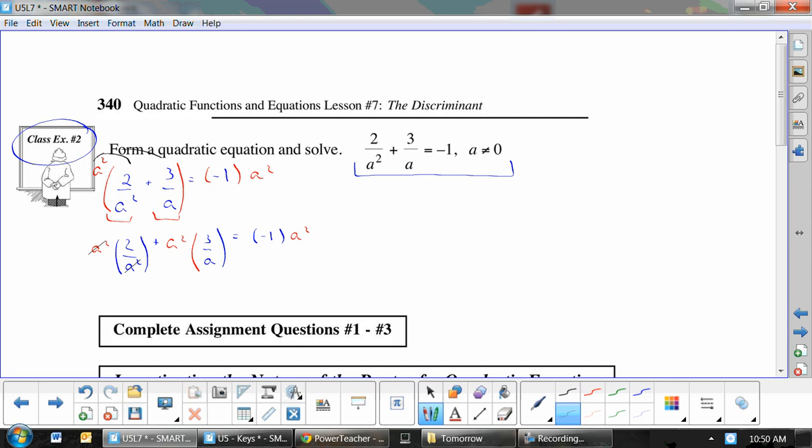If we multiply a squared by 3 over a, a squared is the same as a times a, so we cancel out one of the a's from each. And then -1 times a squared is just -a squared, right? So we can rewrite this as 2 plus 3a is equal to -a squared. Does that make sense to everyone, especially this step here? I know that's kind of the trickiest.